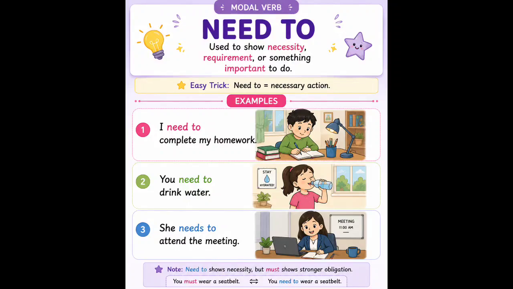In spoken English, native users use need to a lot. For example, I need to go now. We need to hurry. You need to listen carefully. So, this modal is extremely useful in daily life. Hope you understand this modal.